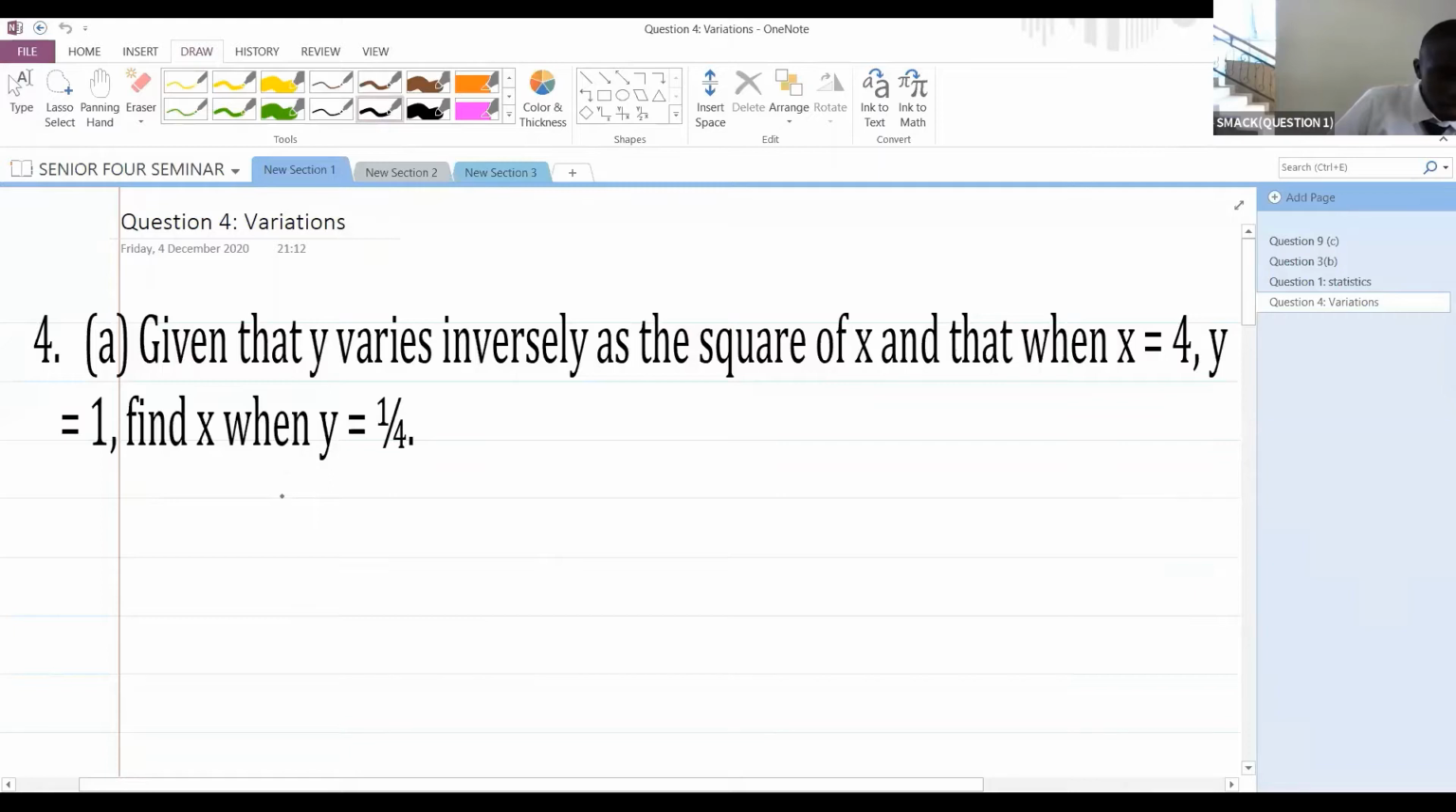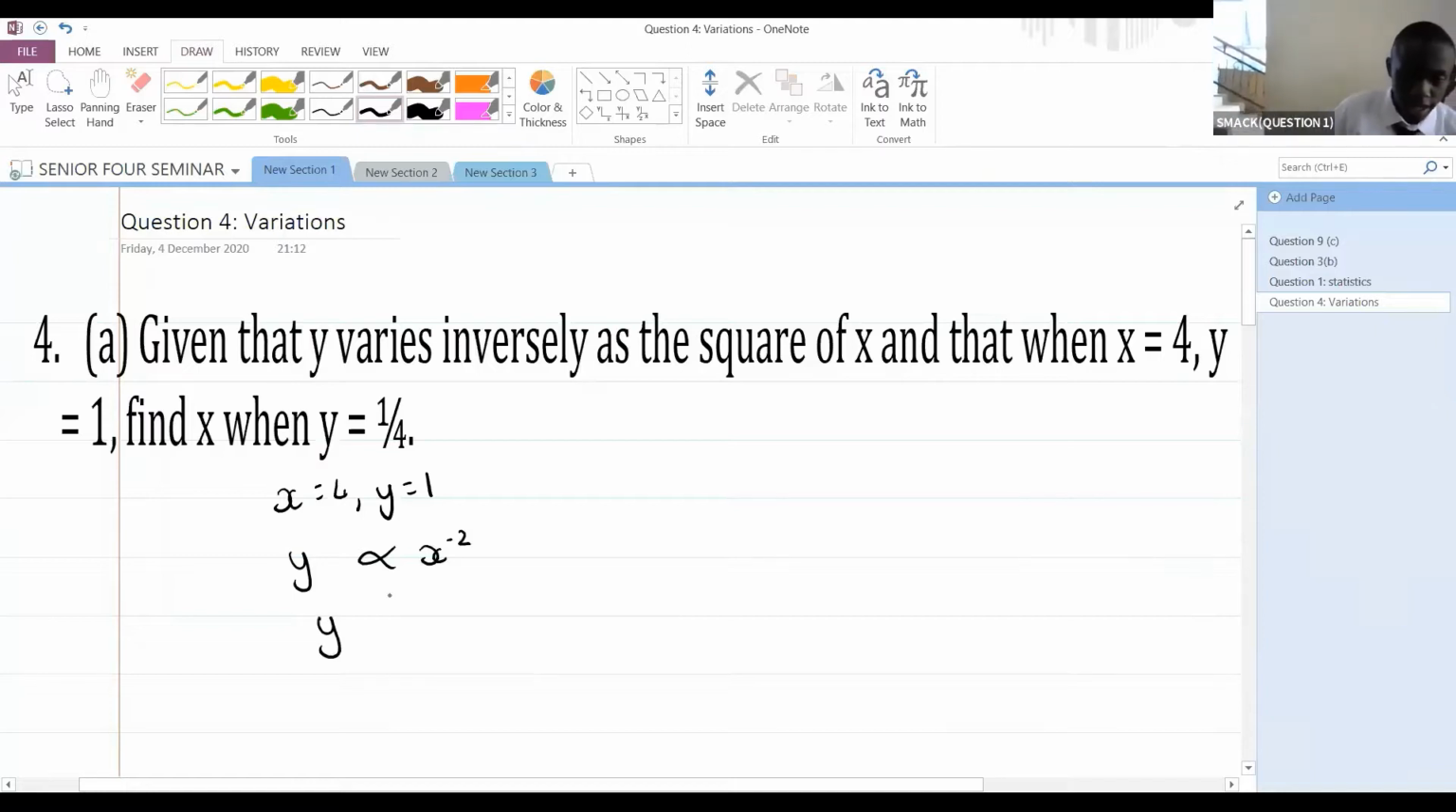When x is 4, y is 1. But to do this, you need to first find the constant, because y varies inversely as x squared, the square of x. This can also be written as y varies as 1 out of x squared. So let's scroll down a little.